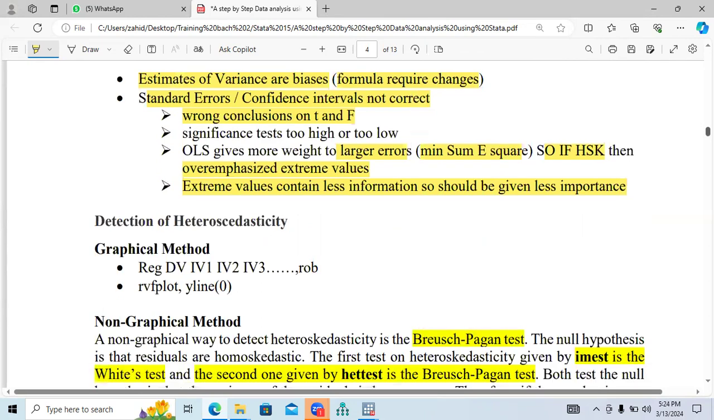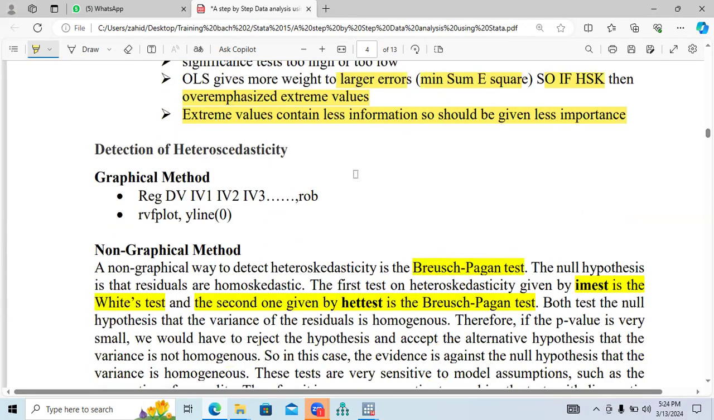So what we need to do, how to detect heteroscedasticity, how to find whether there is heteroscedasticity in our data or not.